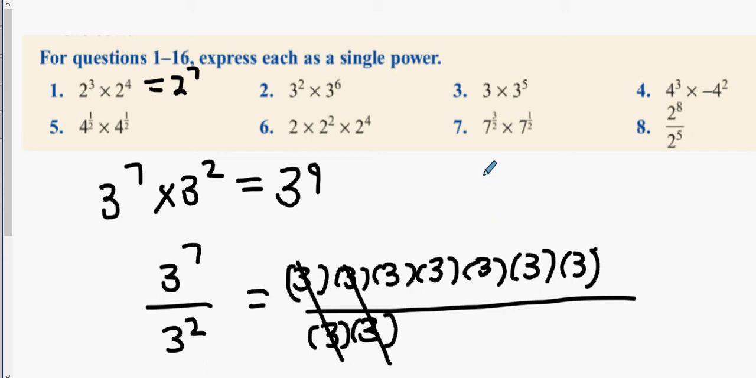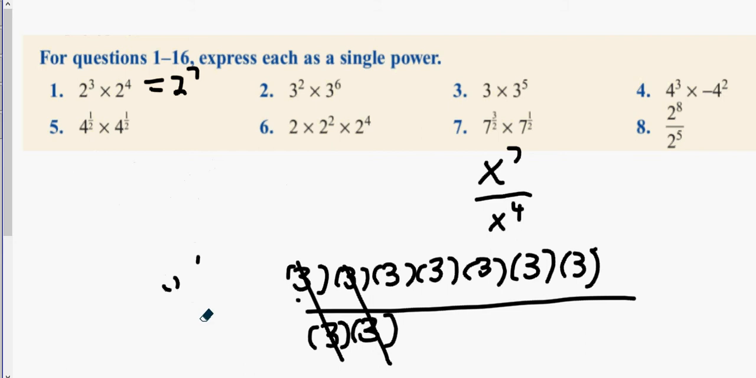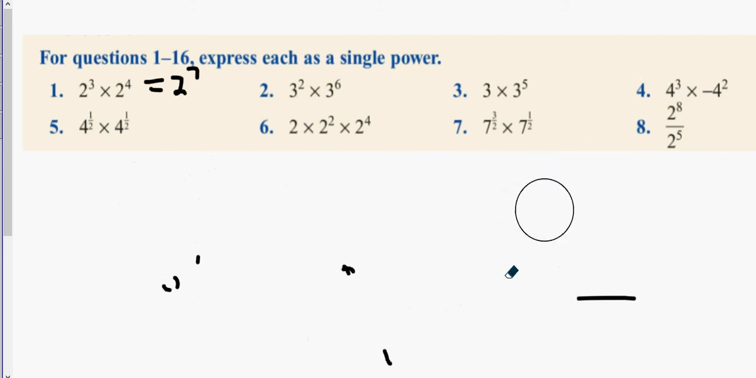Alright, what's x7 divided by x4? x3, excellent. Right, no hassle there. Now, next thing. What we're going to do next, guys, I want you to get this, right?